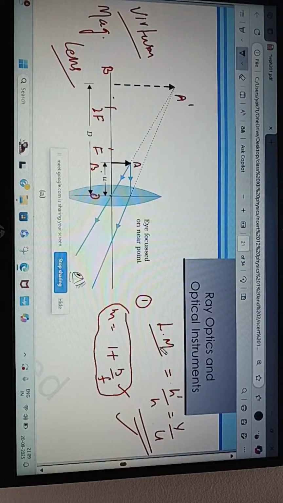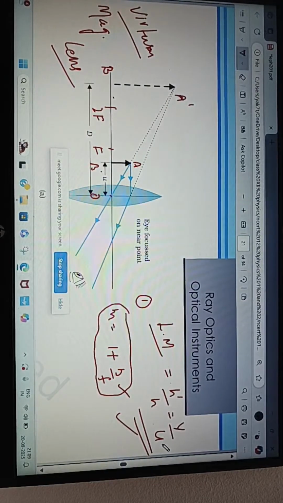This is the derivation. Linear magnification h dash by h, that is v by u. Okay, 1 by u substituted, v is taken common. Then you will get this 1 plus d by f. You understood this?